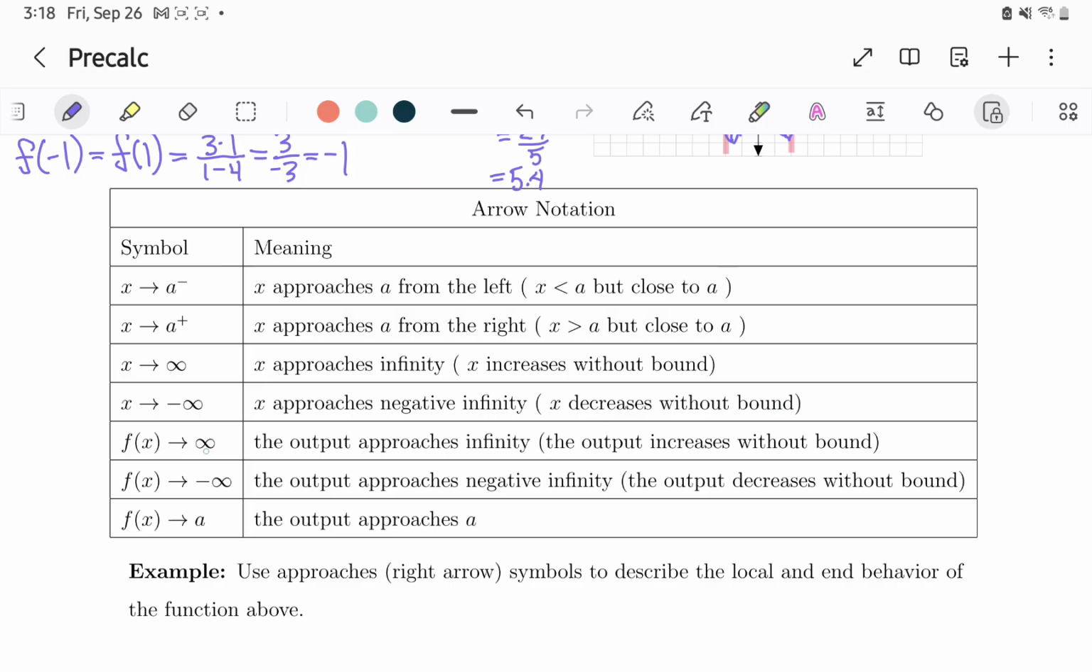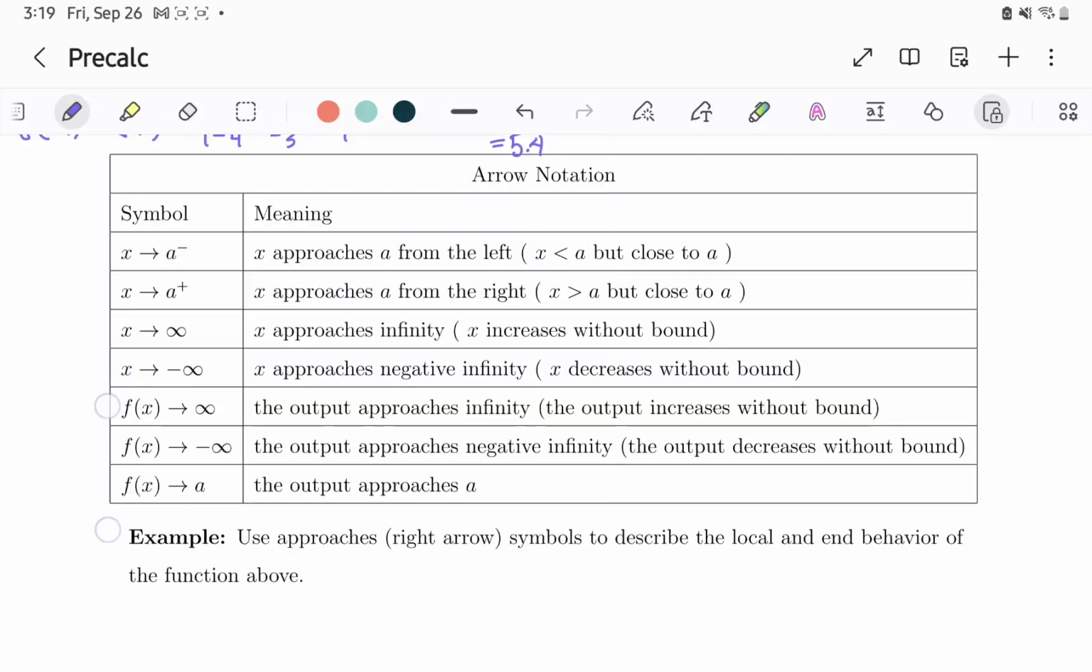And then we have f of x arrow to infinity, so the output of f approaches infinity, or in other words, the output of f of x increases without bound. Then we have f of x arrow to minus infinity. This just means that the output of f of x approaches negative infinity, or in other words, the output of f of x decreases without bound. And then we have f of x arrow to a, which just means that the output of f of x approaches a.